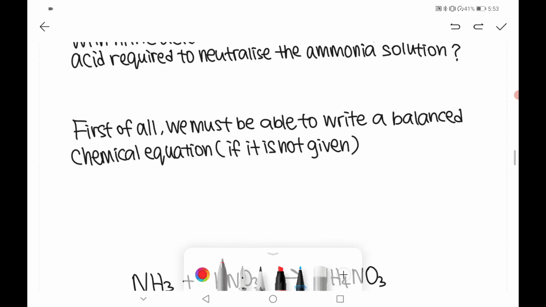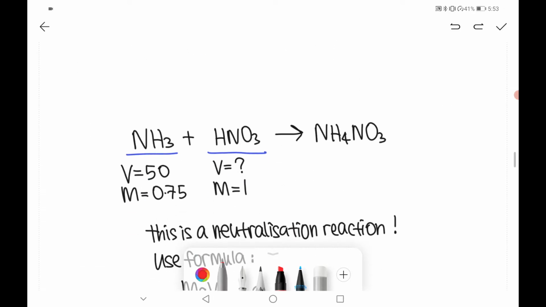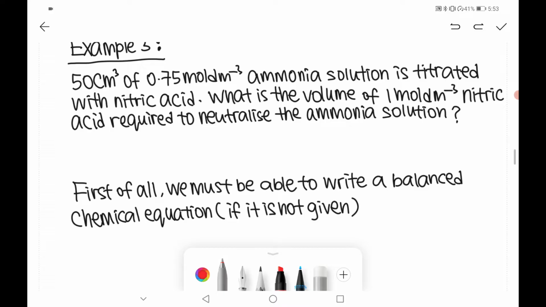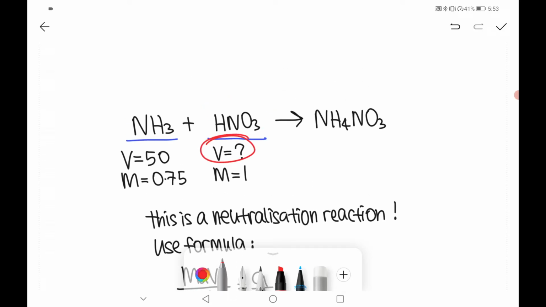Now what we know, for the ammonia, we know the volume and concentration. So we put the volume 50, concentration 0.75 here. For the acid, the volume we don't know, but the concentration we know. This is the acid, volume we don't know, concentration is 1. So now you list down all the information, and after that we can do the calculation.